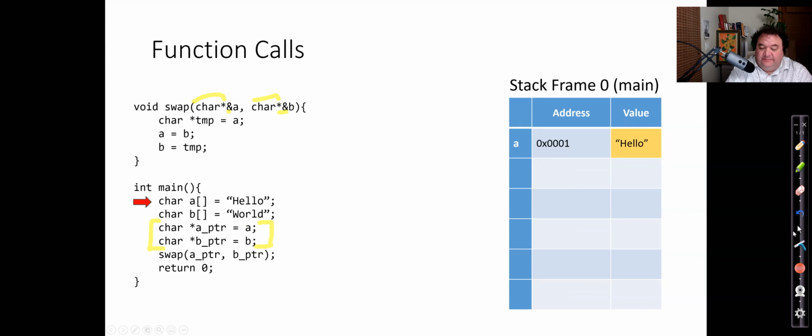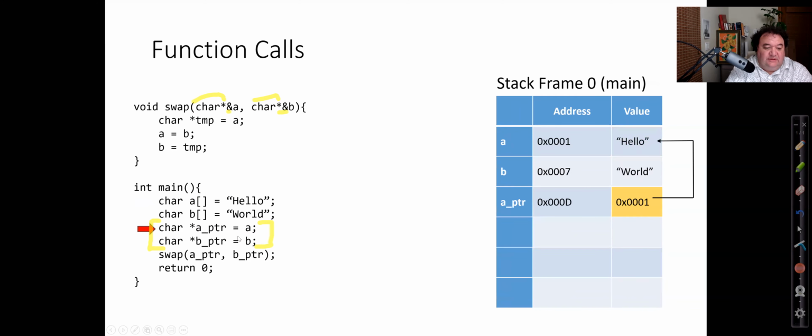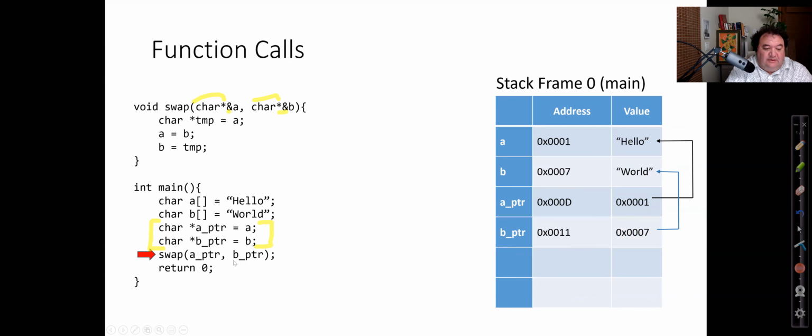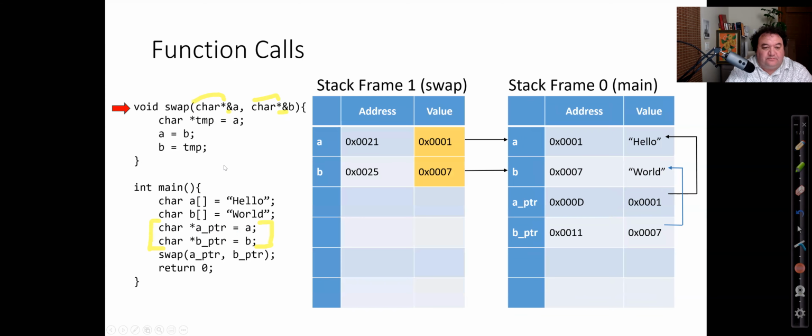So if we start running the application, we have a char array a with "hello", then we have b with "world". Now we assign to a char star the head of the array, basically the pointer to the first character. As a string, this will find the array. And then pointer b, the reference to b. Now, once we go into the swap function, you will see that char star ampersand a is a reference to the pointer, and so it actually makes the same modification.